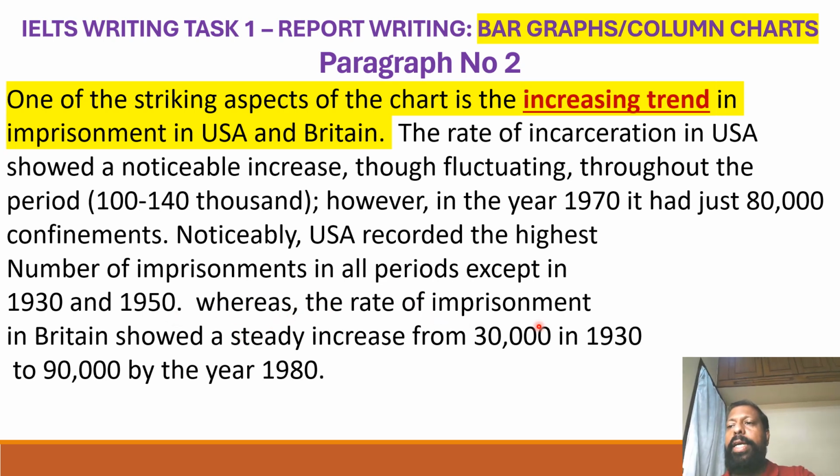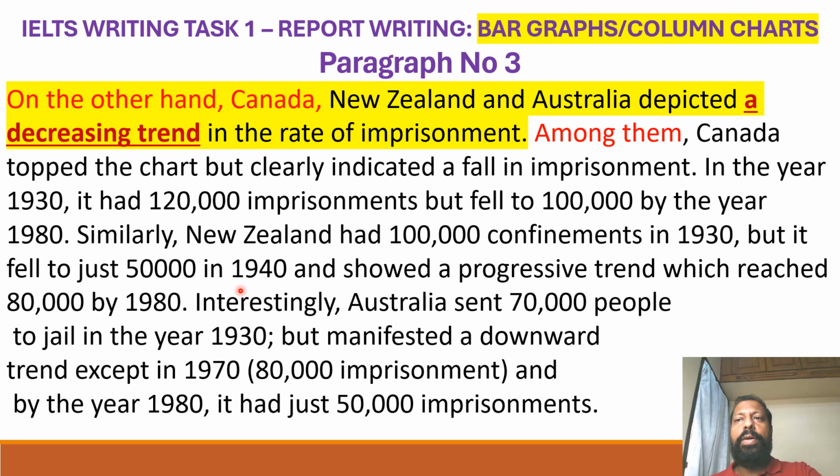Whereas the rate of imprisonment in Britain showed a steady increase from 30,000 in 1930 to 90,000 by the year 1980. So it's a very simple way of creating, and we have organized the data well. If you can organize the data well and present your report, you are going to score very high. Now coming to paragraph number 3.